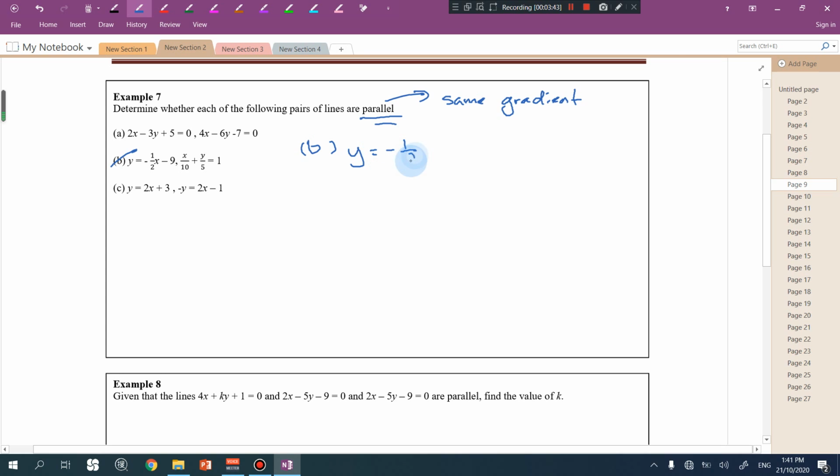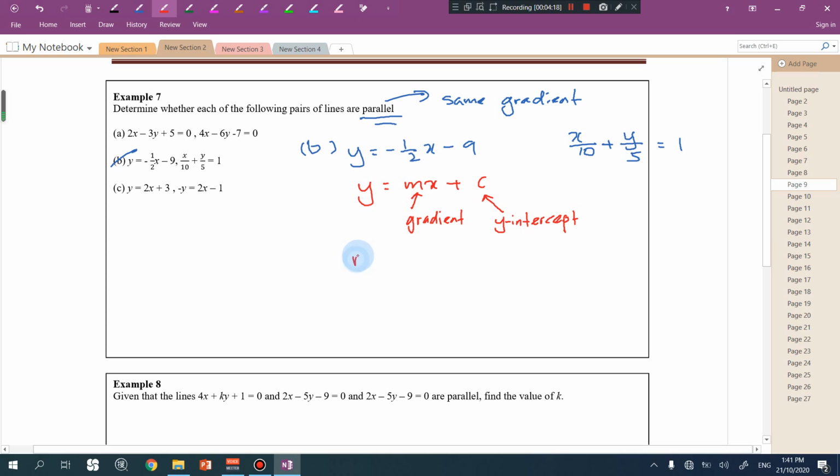Y equal to -1 over 2x minus 9. And then we have another straight line, which is x over 10 plus y over 5 is equal to 1. In this case, we can get the gradient easily, right? Here, y equal to mx plus c, m is the gradient, and the c here is the y-intercept. I hope that you still remember this. So from here we know that the gradient, I just let it be m1, is -1 over 2.